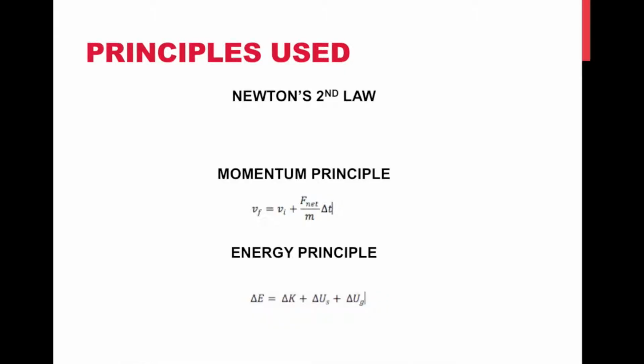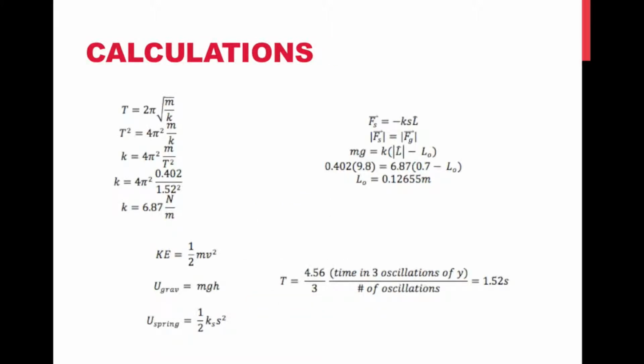So there's going to be three principles that we're mainly using here. The first one is Newton's second law, the second one is the momentum principle, and the third one is going to be the energy principle. So first off, we need to find the period. The period is going to come from that graph back from Tracker, and it's going to be the time it took for 3 oscillations divided by the number of oscillations, which I found to be 1.52 seconds.